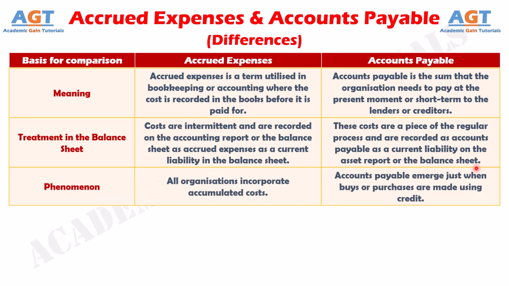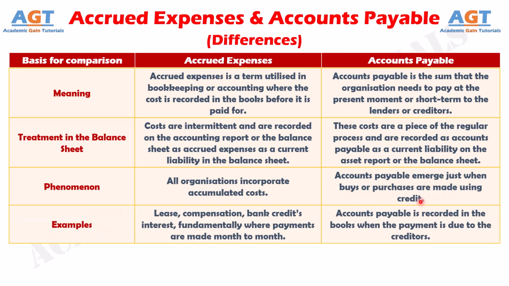Number 3. All organizations incorporate accumulated costs. Whereas, accounts payable emerge just when buys or purchases are made using credit. Number 4. Examples of accrued expenses include lease, compensation, bank credits, interest, fundamentally where payments are made month to month. Whereas, accounts payable is recorded in the books when the payment is due to the creditors.